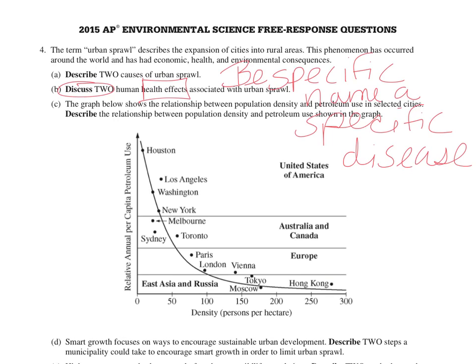Another thing that kids forgot to do was to have a cause and effect. So they said driving more causes disease. So the driving more was the cause, kind of. A better answer would be people live in the suburbs and have to drive further to work. That's the cause. The effect would be higher rates of obesity. So obesity is actually a disease, so higher rates of obesity would be the effect. So always a 2-part answer for discuss.